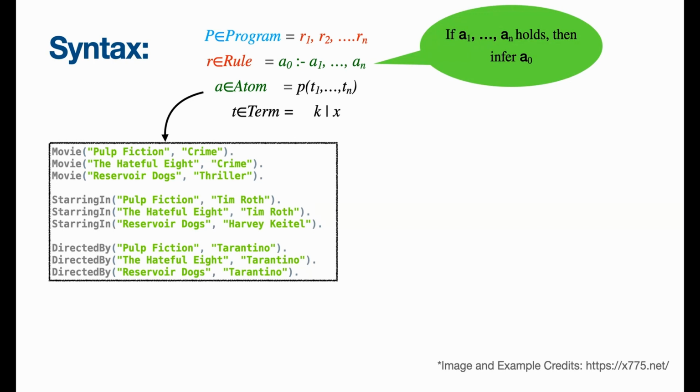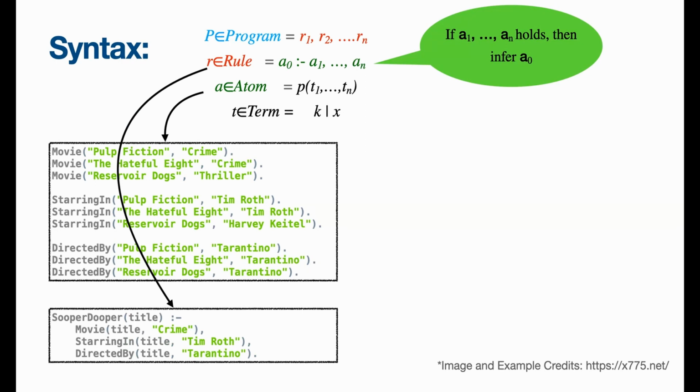So these are atoms, and a rule using these atoms would look something like this. A super duper movie is one which has the genre crime, has Tim Roth starring in it, and has been directed by Tarantino. So you read this rule in this form: if the movie is directed by Tarantino, has Tim Roth in it, and is of genre crime, this implies it is a super duper movie, right?